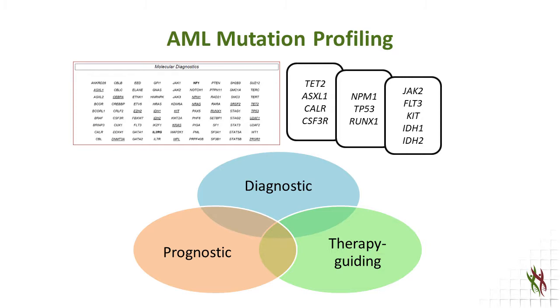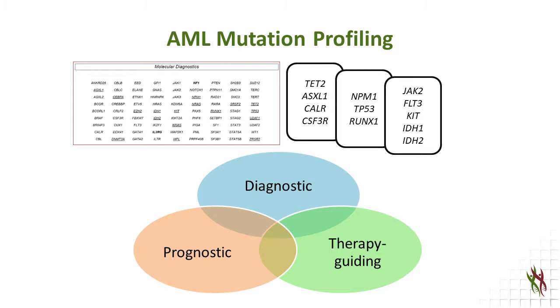Information gleaned from this panel has multiple uses that include diagnostic, prognostic, and therapy guiding indications. Mutations in genes such as TET2, ASXL1, CALR, and CSF3R, for example, provide valuable diagnostic information.